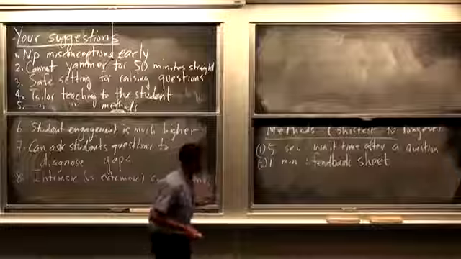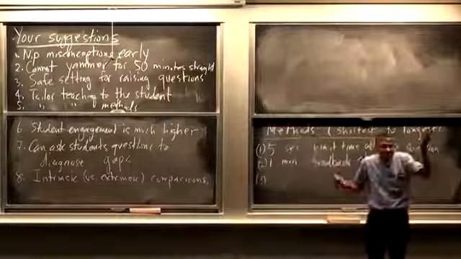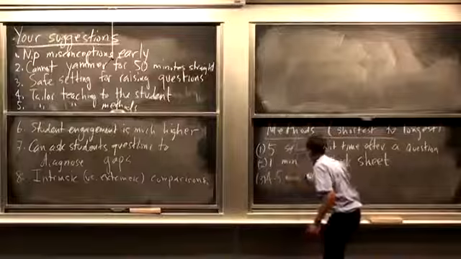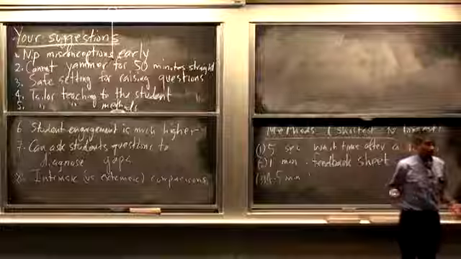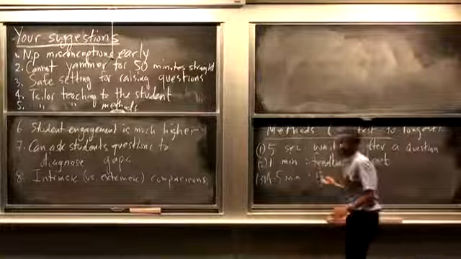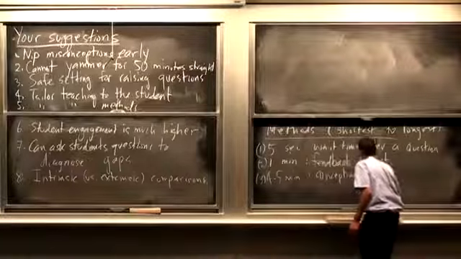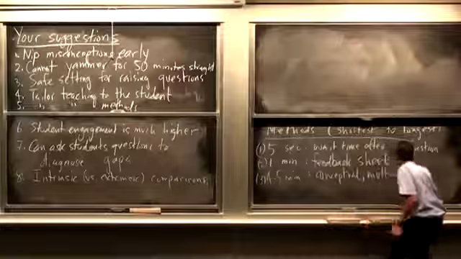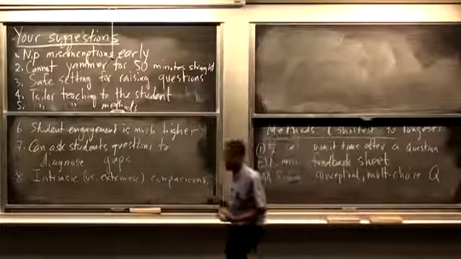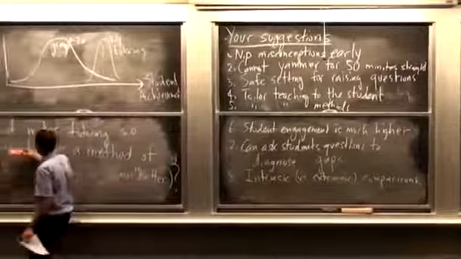Now, the third time scale is not that much longer. It's about, let's say, 4 or 5 minutes. And it's a question which I'll call a conceptual multiple choice question. And I'll give you an example. Okay, so here is the question that I'll use to illustrate it.